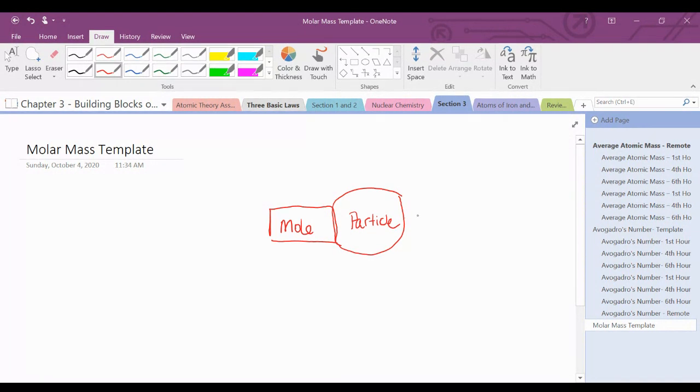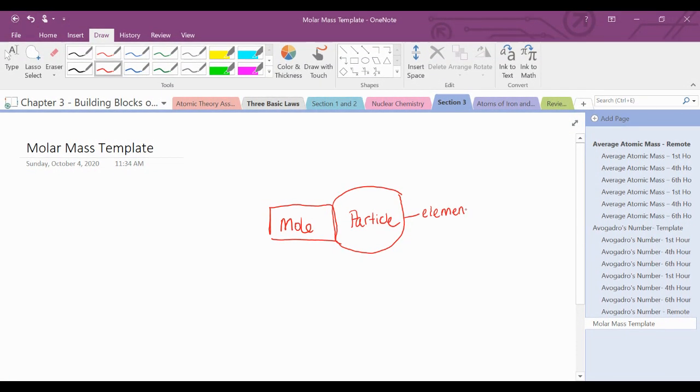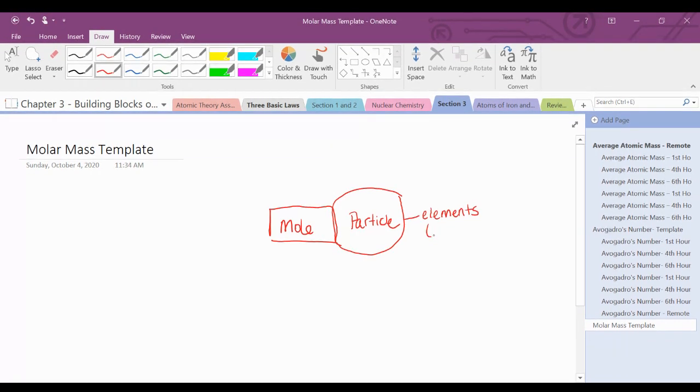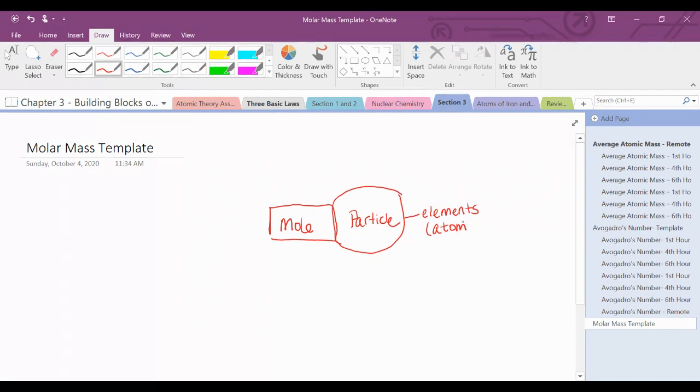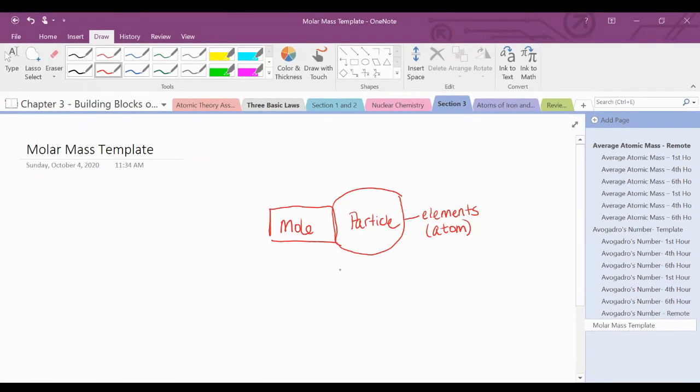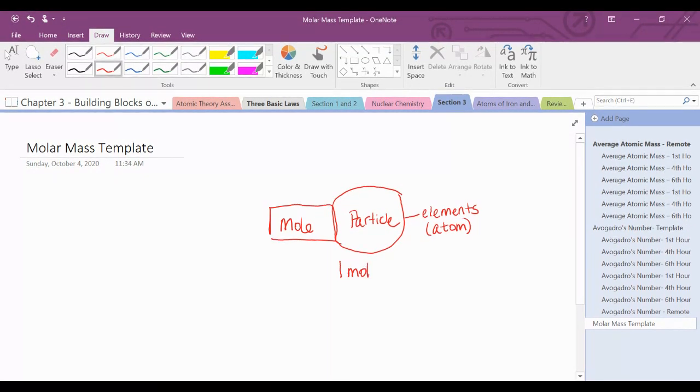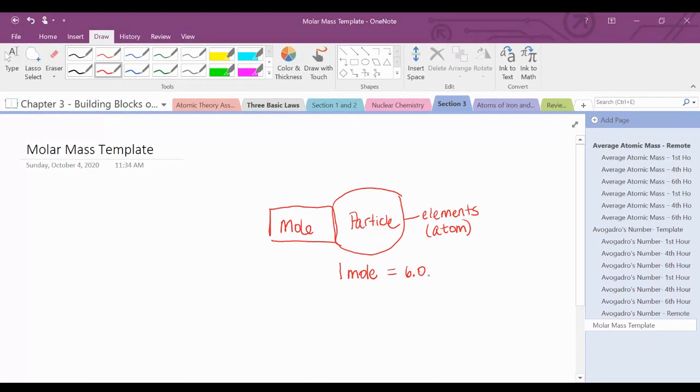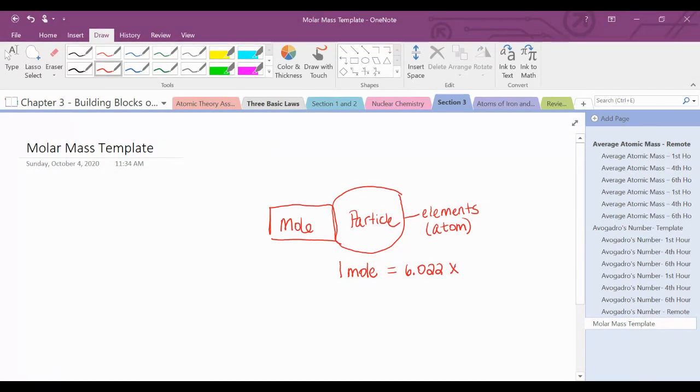And we talked about at this point, the only type of matter we've focused on are elements. And so elements have the smallest unit called the atom. And we looked at the relationship that involves Avogadro's number. So 1 mole is equal to 6.022 times 10 to the 23rd atoms.